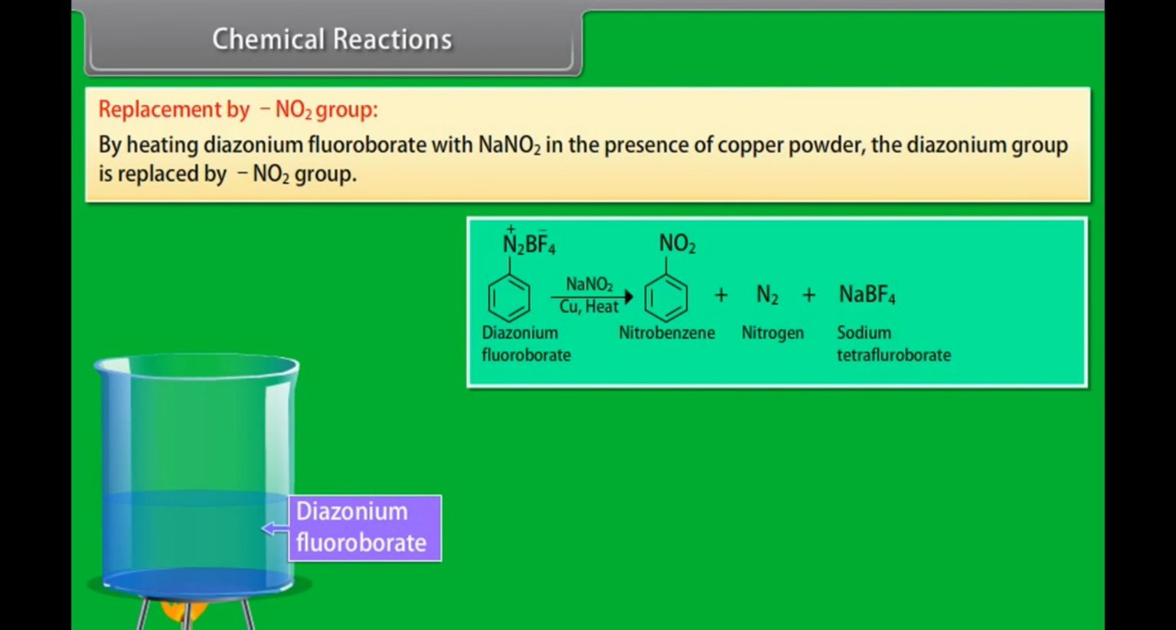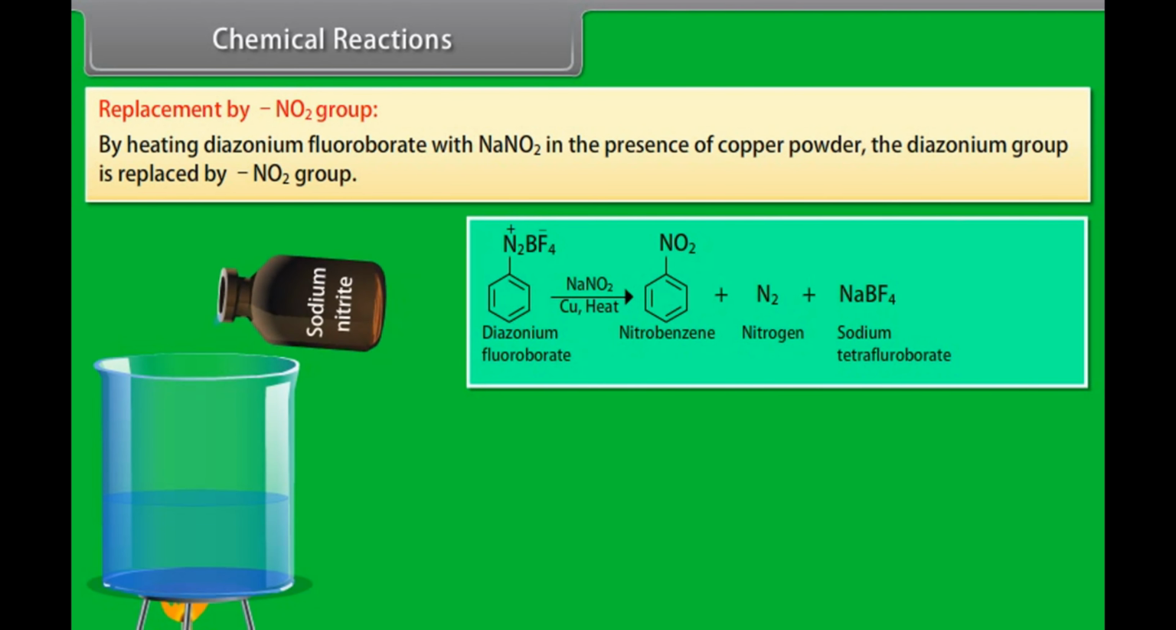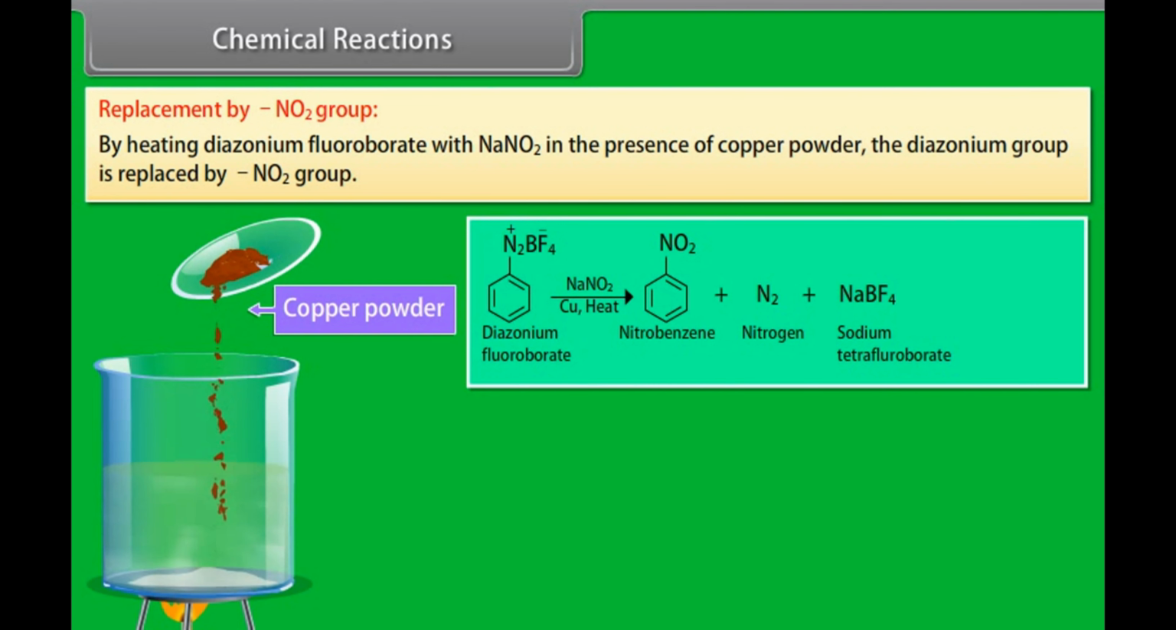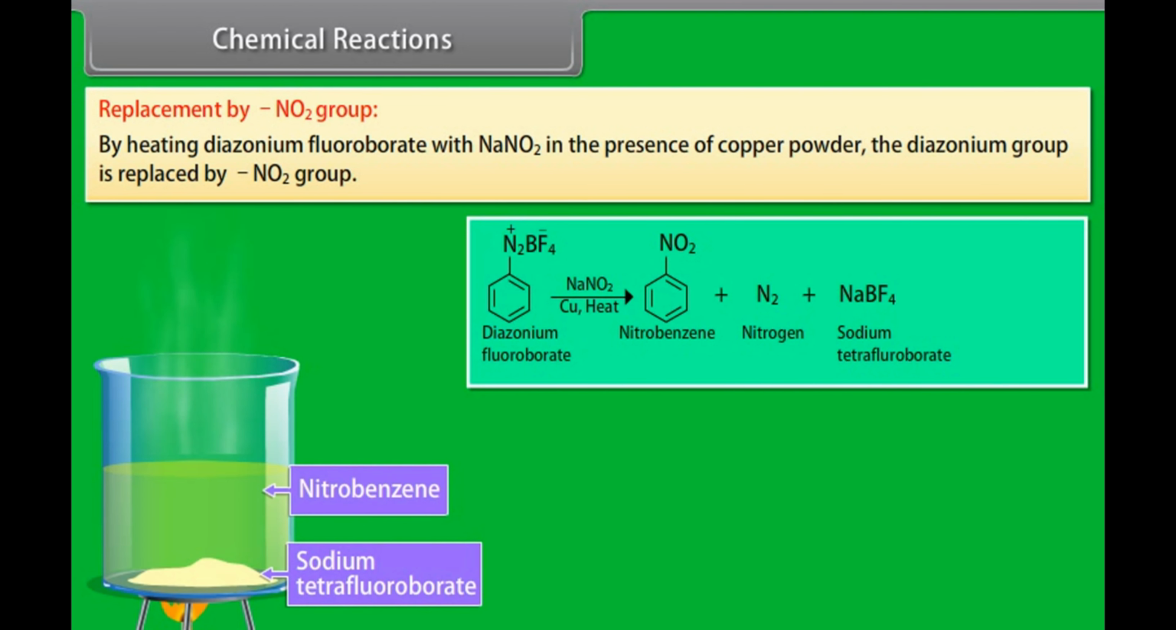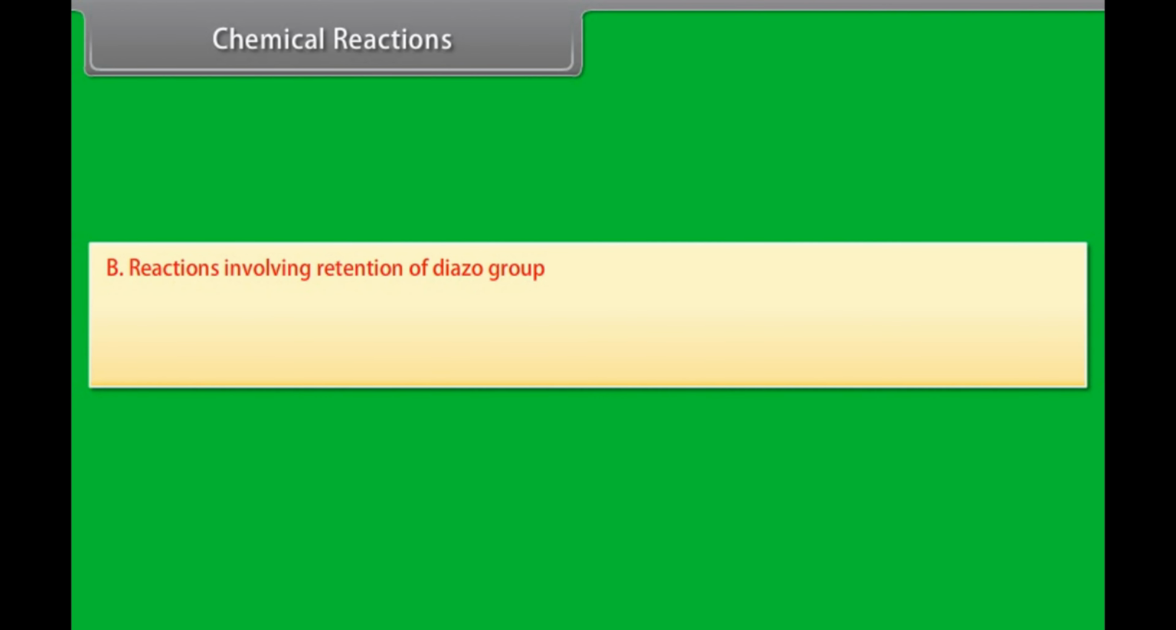Replacement by nitro group. By heating diazonium fluoroborate with sodium nitrite in the presence of copper powder, the diazonium group is replaced by nitro group. Reactions involving retention of diazo group.